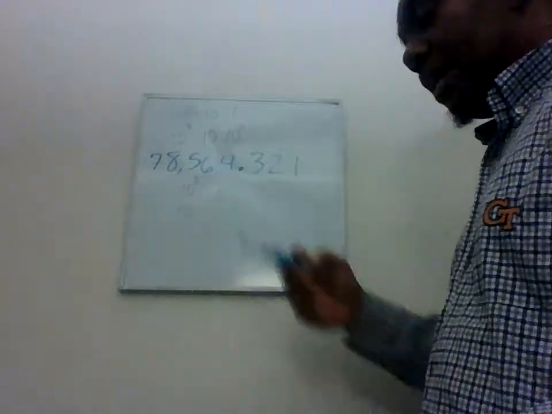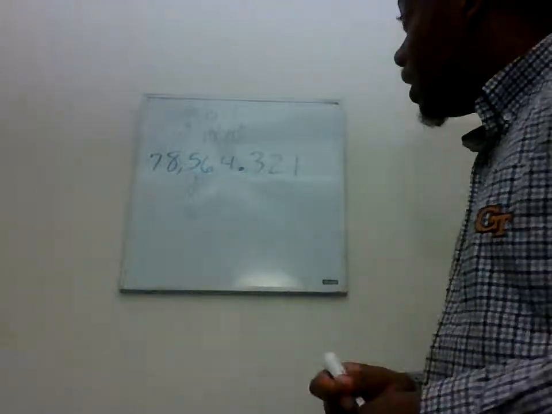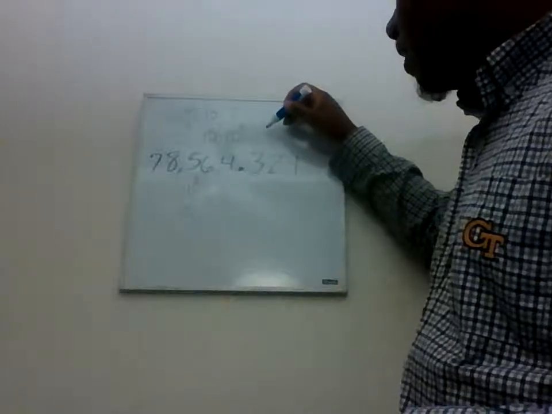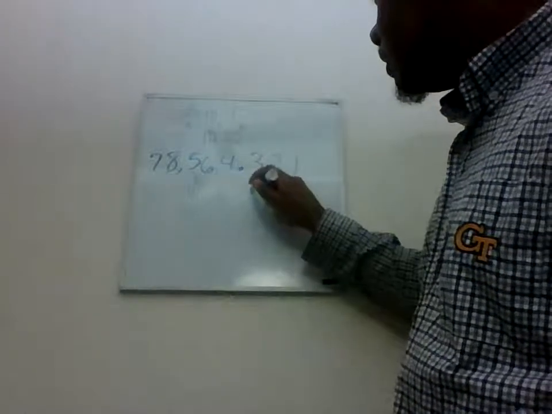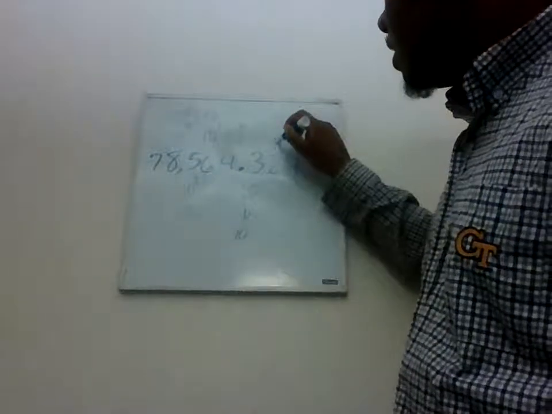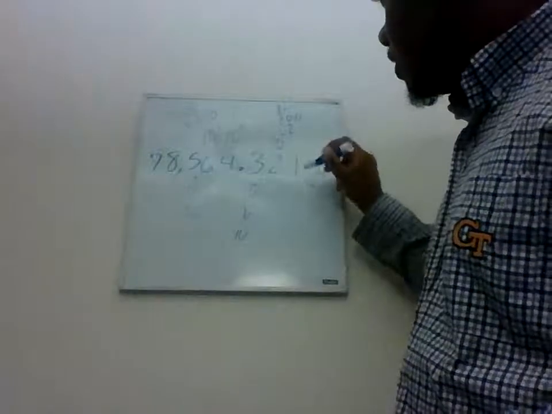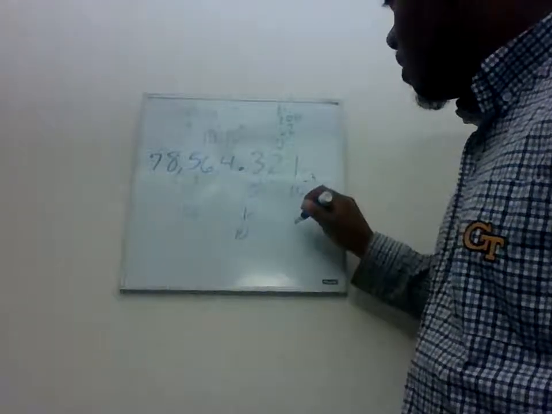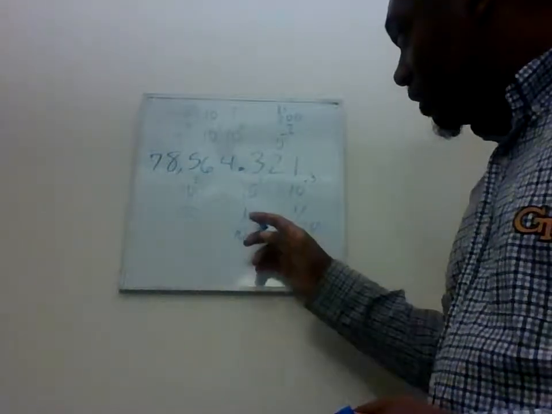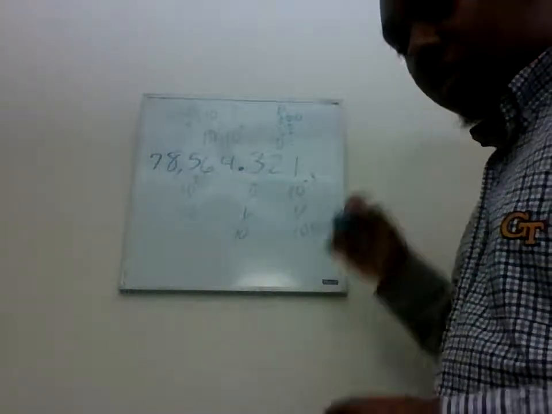Well, if we go the opposite direction, like with the negative exponents, this would be 10 to the negative first power, or 1 over 10. This would be 10 to the negative second power, or 1 over 100. This would be 10 to the negative third power, or 1 over 1,000. And that's how they get their names. The tenths place, the hundredths place, the thousandths place, and so on and so forth.